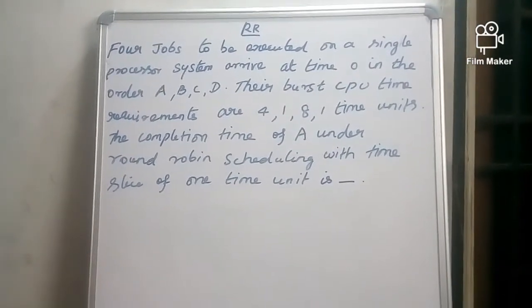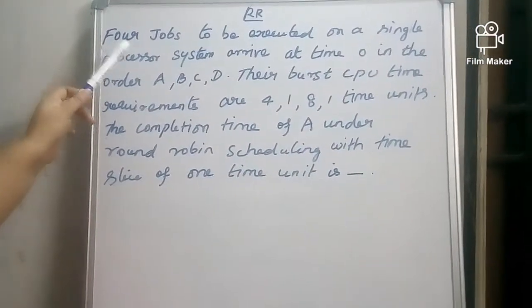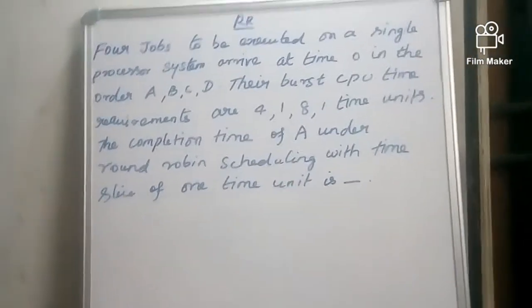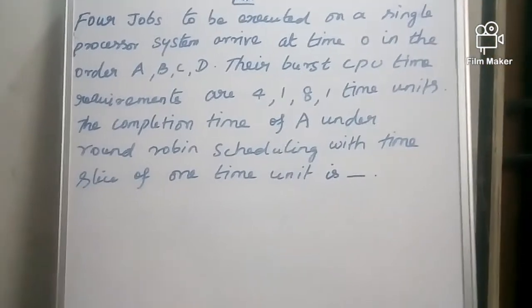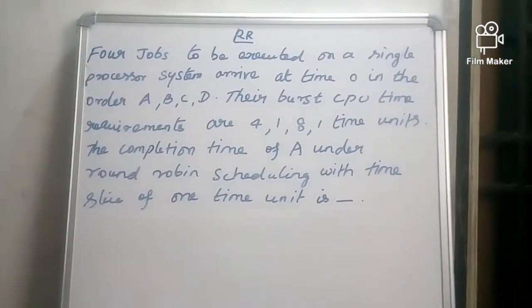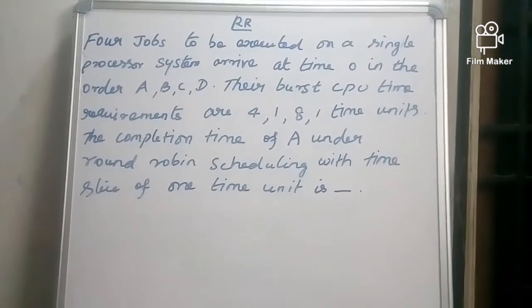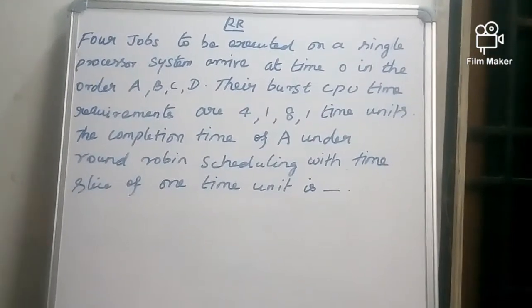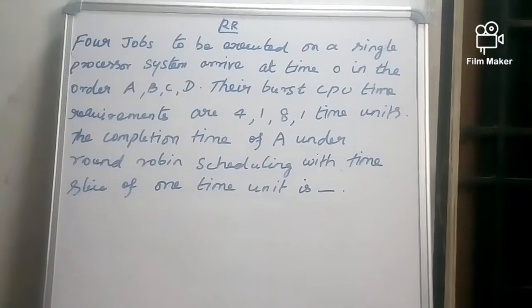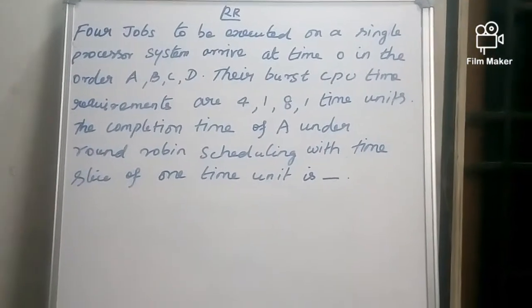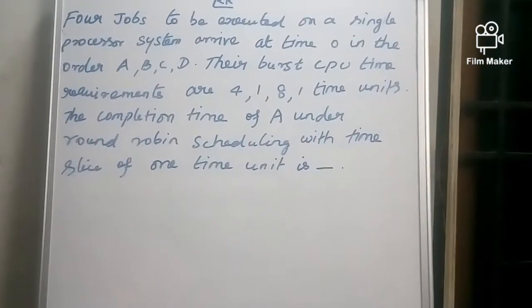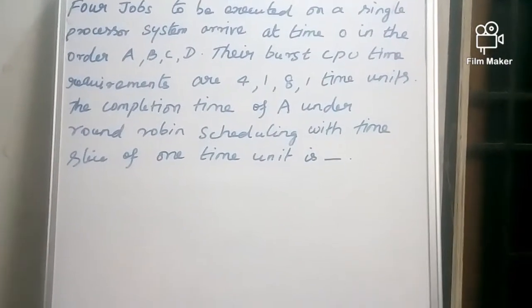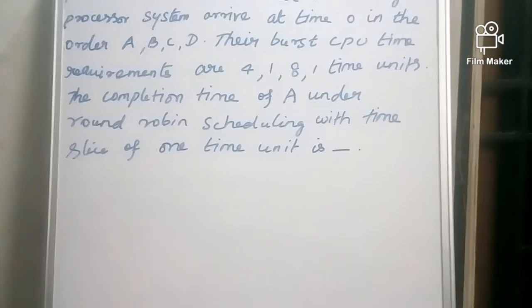Here the question is: 4 jobs to be executed on a single processor system arrive at time 0 in the order A, B, C, D. Their burst CPU time requirements are 4, 1, 8, 1 time units. The completion time of A under round robin scheduling with time slice of 1 time unit is what? This is the question.